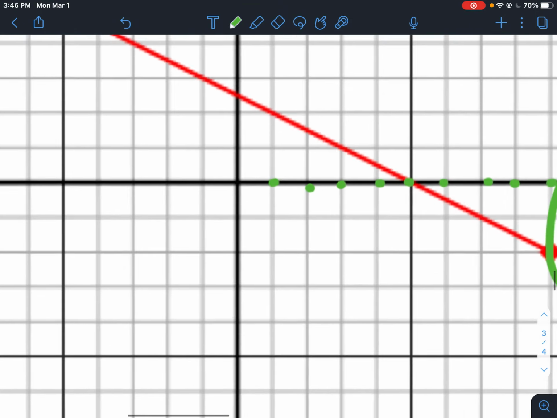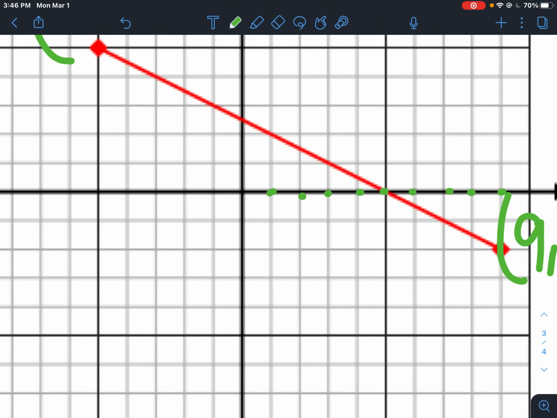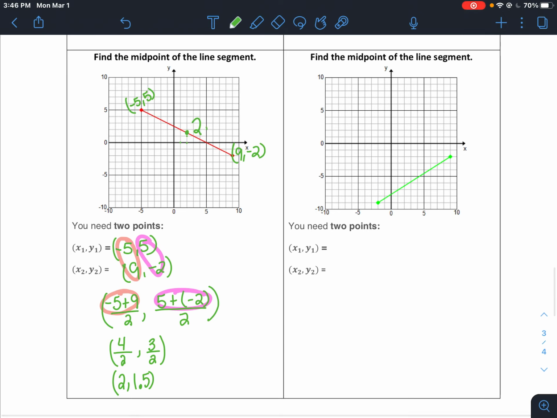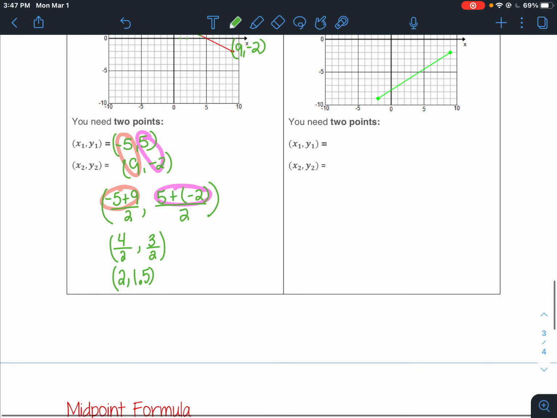So let's see. We're going to go over 1, 2. Let me change colors here. Hold on. Or let me erase this. Okay. So we're going to go over 1, 2, and we're going to go up 1.5. So here is my midpoint, 2, 1.5. If I got something off the line, you know you made a mistake and you should go back and fix it.